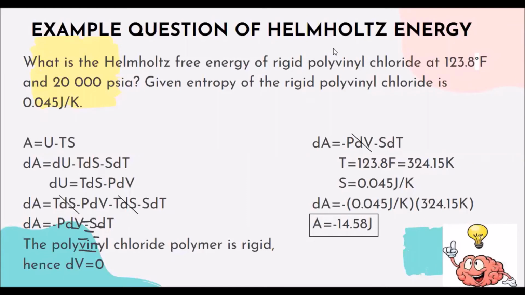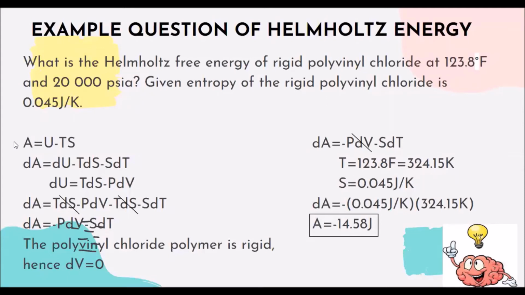Okay, so now for the solution. From the derived equation earlier, we have the equation A equal to U minus TS. A is the Helmholtz free energy that we will be looking for. T is the given temperature, which is 123.8 degrees Fahrenheit, and S is the given entropy, which has a value of 0.045 joule per Kelvin. The problem is that we are not given the value of U.